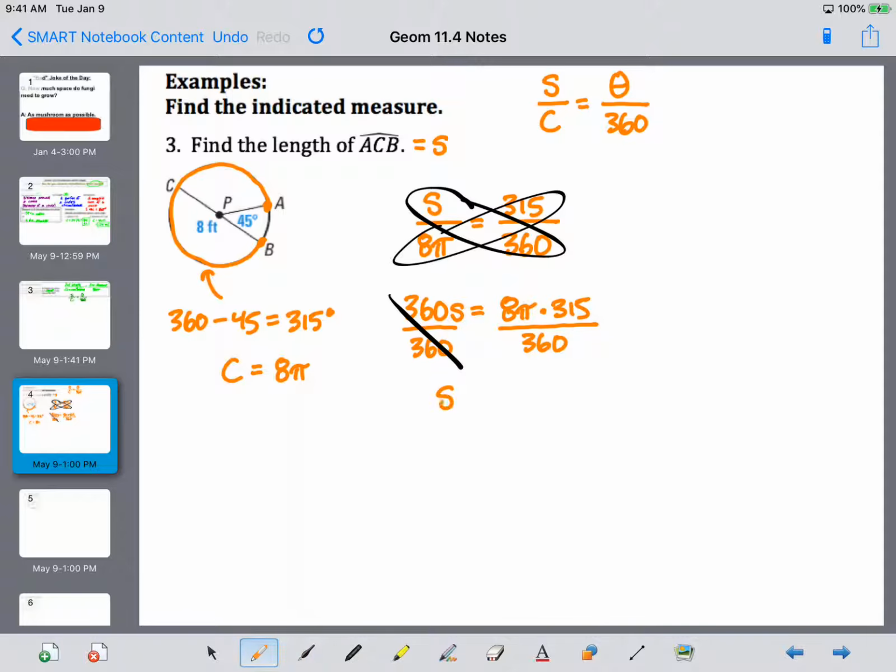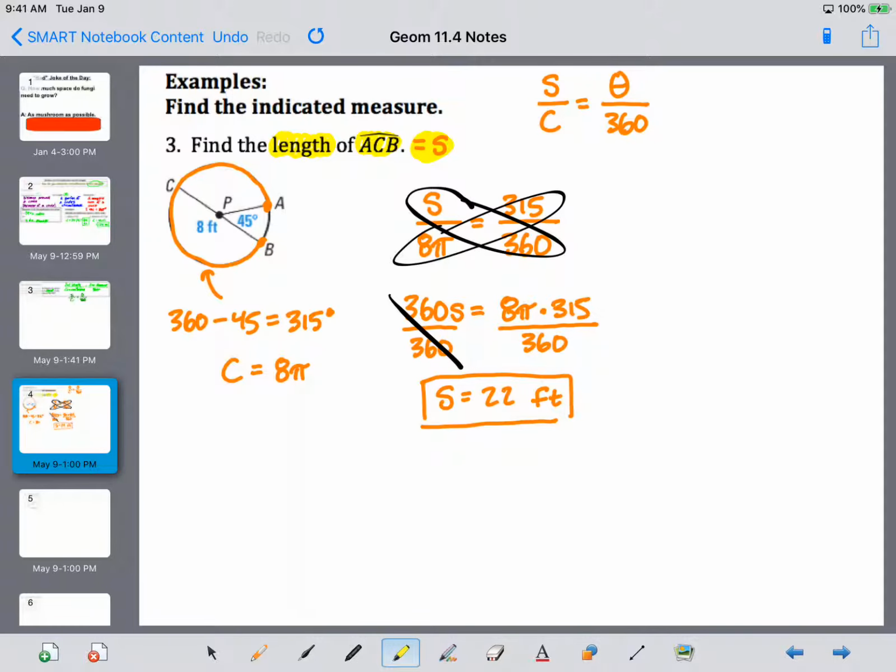If you do that, I'm going to round and say that our answer is about 22 feet. And again, try that out in the calculator, make sure it works. So this is how you can find S. This example highlights how to find the arc length, that's the length of arc ACB in this case.